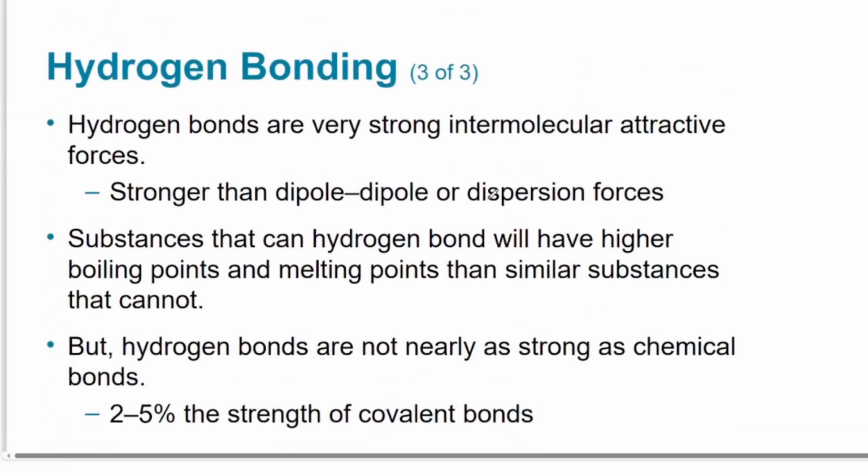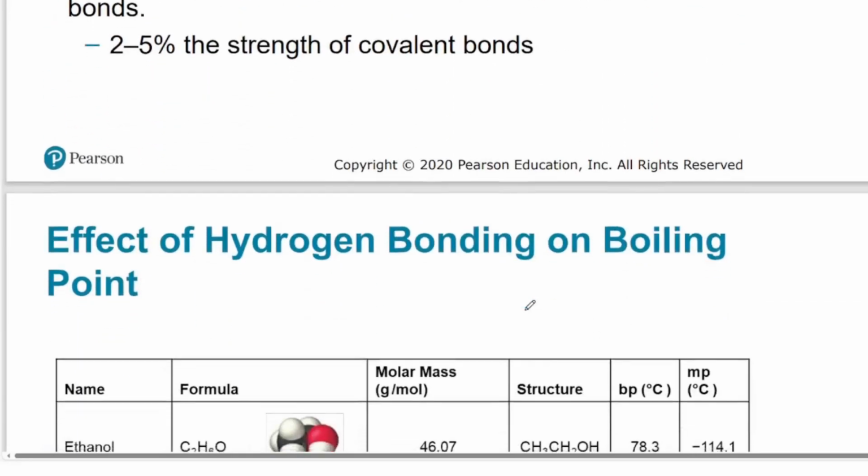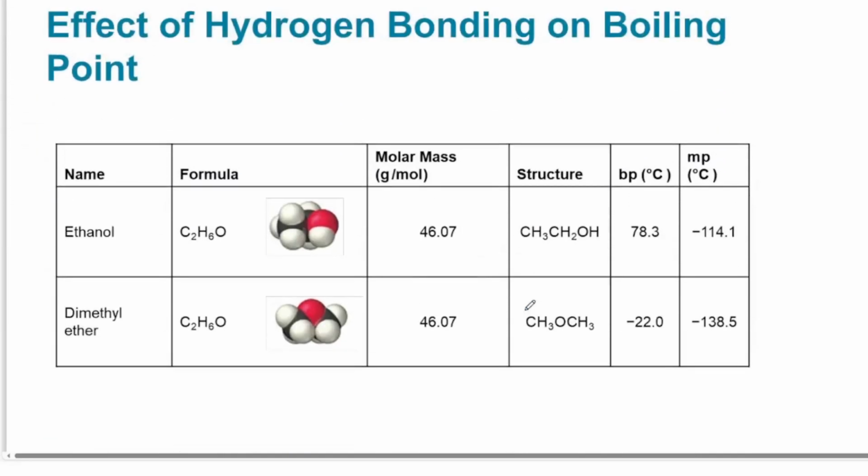So hydrogen bonds are strong intermolecular interactions. Again, they're stronger than dipole-dipole or dispersion forces. Even though dispersion forces are present in these molecules, they aren't the main interaction that we consider, and they aren't the main interaction that's going to contribute to the boiling point or the solubility. So hydrogen bonds are not as strong as covalent bonds. They're only about 2 to 5% the strength of covalent bonds, but they are important interactions.